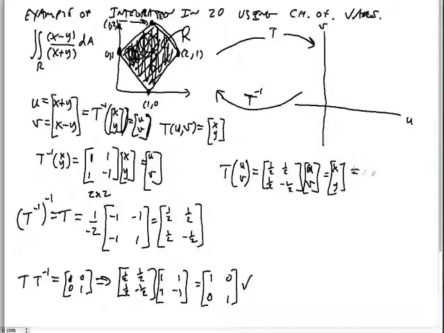So now we want to write this in terms of the notation we learned from the last video, which is going to be g of u comma v and h of u comma v, and that's going to be equal to 1/2 u plus 1/2 v, 1/2 u minus 1/2 v. Okay, so that looks good.